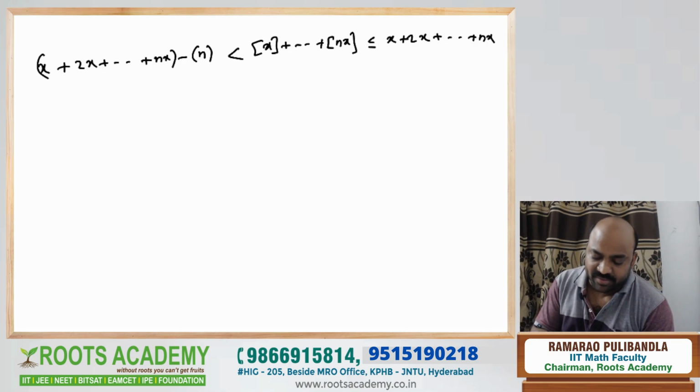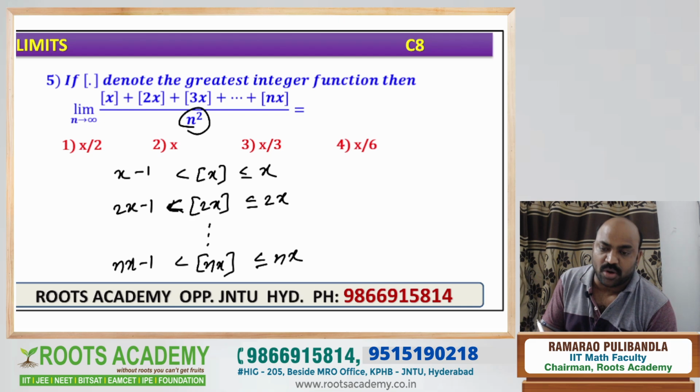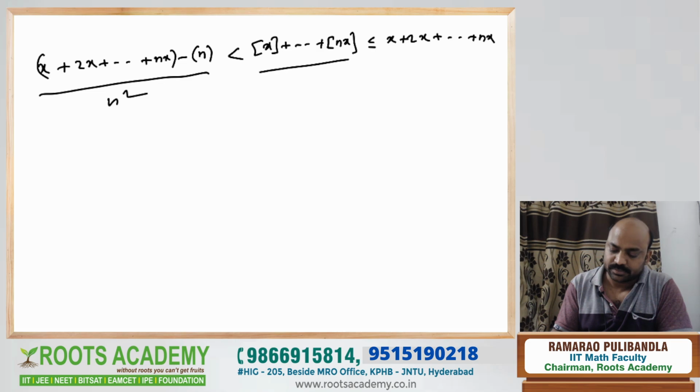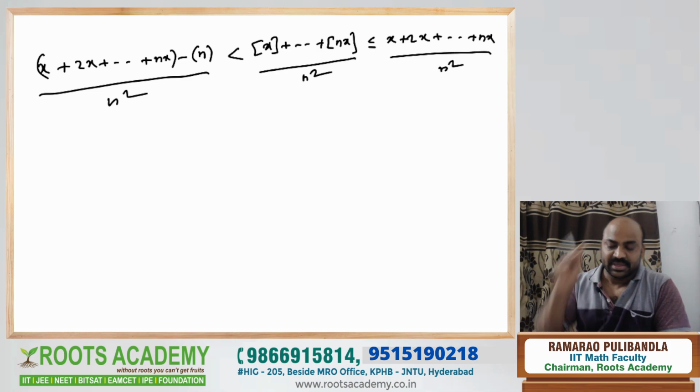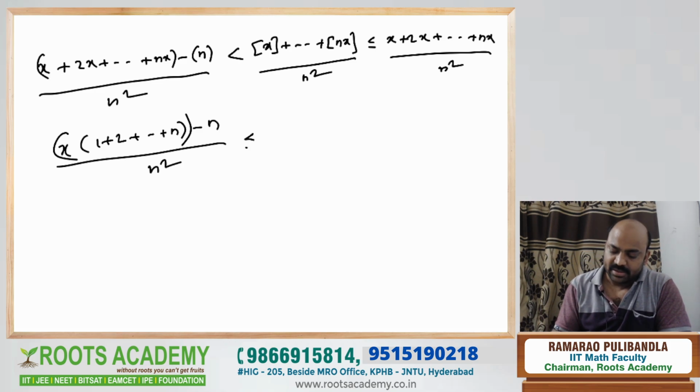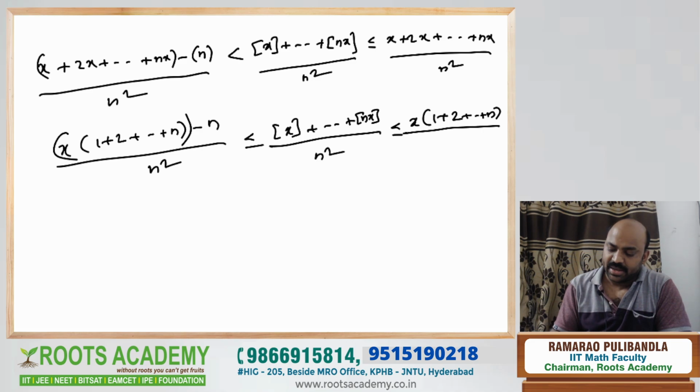But I have to divide with what? The denominator is n square. Don't forget that. So divide both sides with n square. Can you simplify the numerator? So I am taking x out. 1 plus 2 plus 3 plus n minus n by n square. This is x times (1 plus 2 plus ... plus n) by n square, less than or equal to x into (1 plus 2 plus ... plus n) by n square.